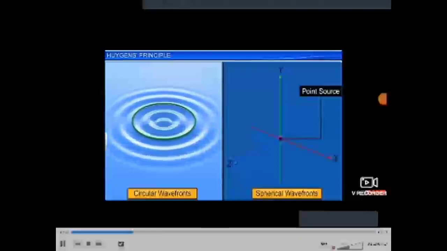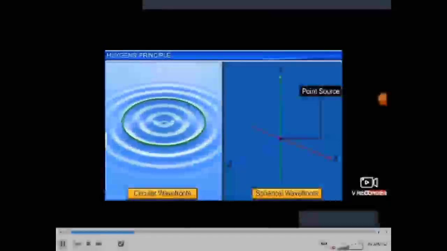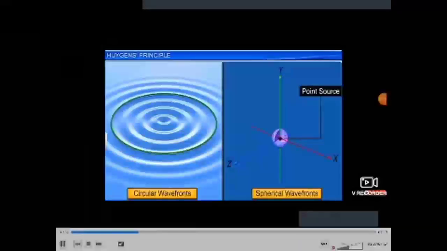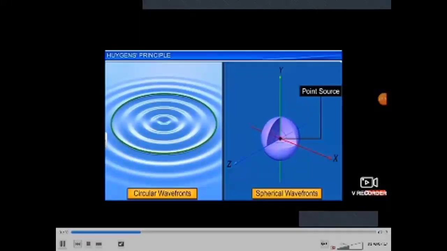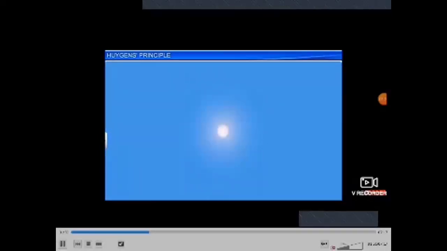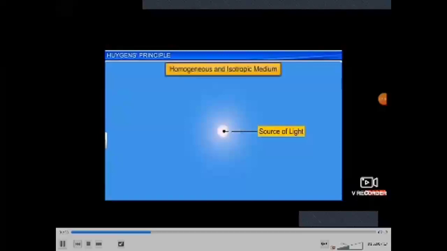How fast the wave propagates depends on the medium: if it is light, it propagates at the speed of light; if it is water, it moves at the speed of the water wave. On a water surface it is a circle, and in a three-dimensional view it is a sphere, a spherical wavefront. We have already seen this; I just want to make sure you understand it in a three-dimensional view.